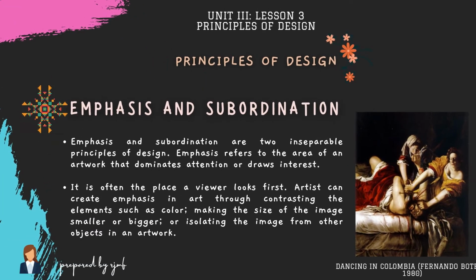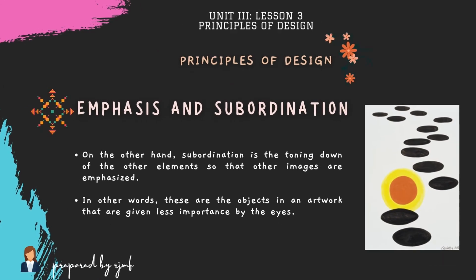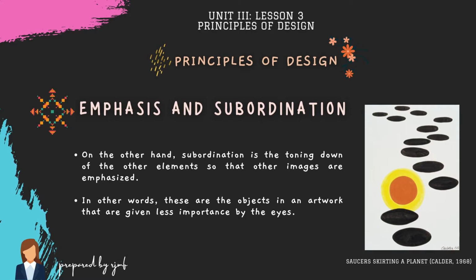Another one is emphasis and subordination. Emphasis and subordination are two inseparable principles of design. Emphasis refers to the area of an artwork that dominates attention or draws interest. It is often the place a viewer looks first. Artists can create emphasis in art through contrasting the elements such as color, making the size of the image smaller or bigger, or isolating the image from other objects in an artwork. An example by Artemisia Gentileschi, Judith Slaying Holofernes, emphasizes the images through the contrast of colors and its value. On the other hand, subordination is the toning down of the other elements so that other images are emphasized. In other words, these are the objects in an artwork that are given less importance by the eyes. The work of Alexander Calder, Saucer Skirting a Planet, emphasizes the image through its color.